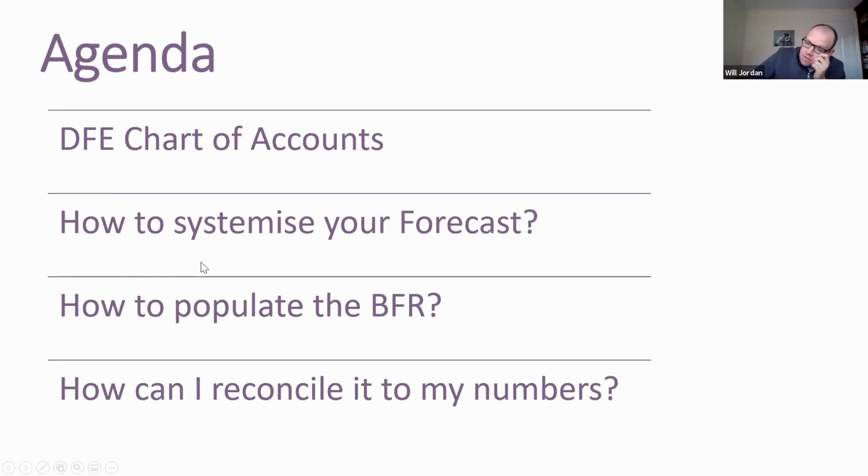We'll then talk about how to systemize your forecast. Obviously a big part of the BFR, the middle bit, is the forecast as at the 31st of March. That is actuals up to the end of March, and then forecast from April through to August. We're going to show you how to systemize that, because if you can, that's a big chunk of the BFR, and it might be BFRO next year.